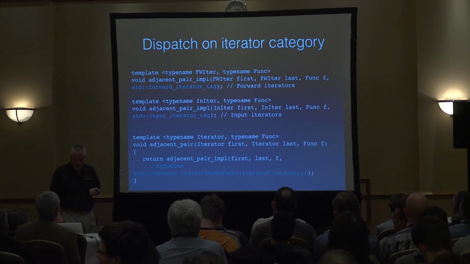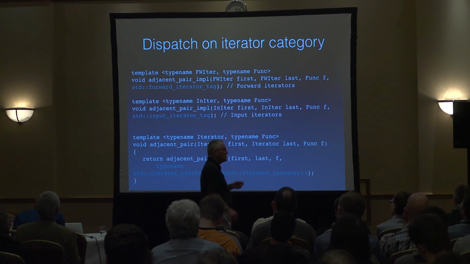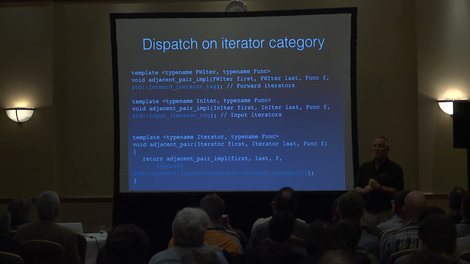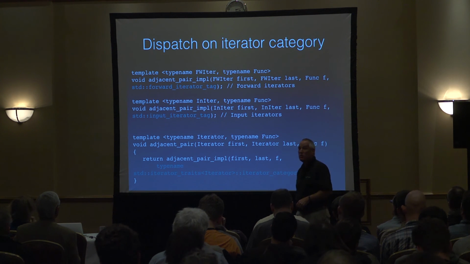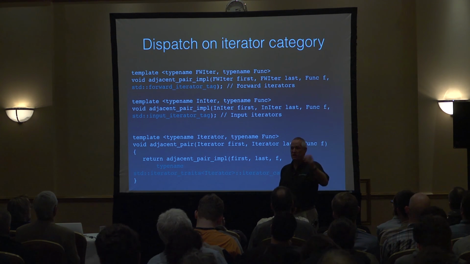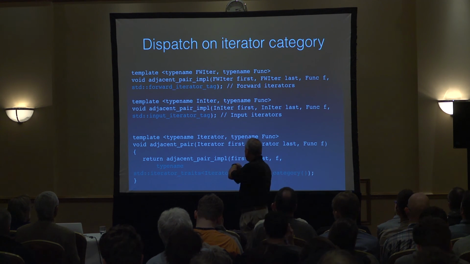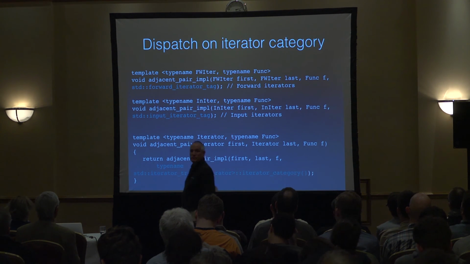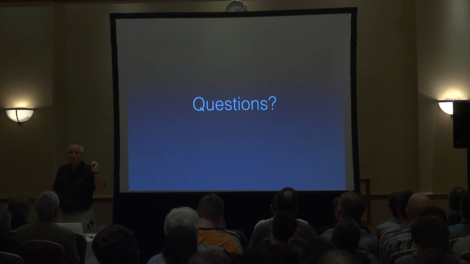What about pointers? So what about pointers? So the answer is there is a specialization of iterator traits specifically for pointers. And pointers are random access iterators. They satisfy all the capabilities, all the requirements of a random access iterator. And so if you say iterator traits of pointer type, iterator category, you will get random access iterator tag. Okay. Any other questions?